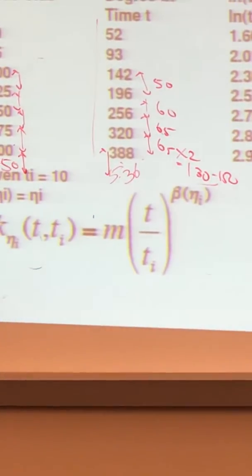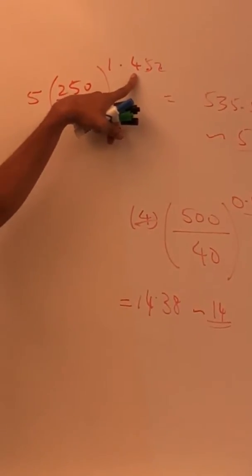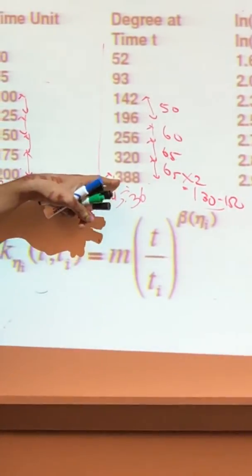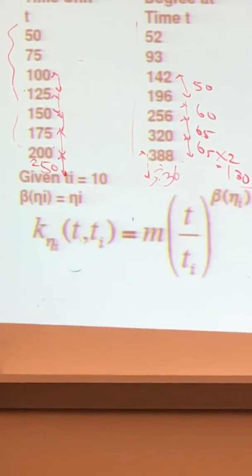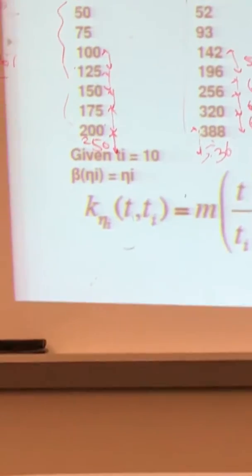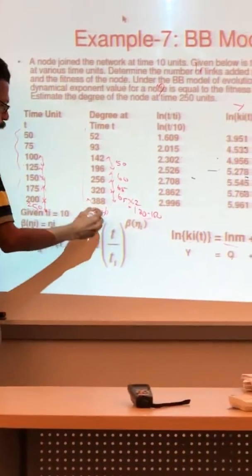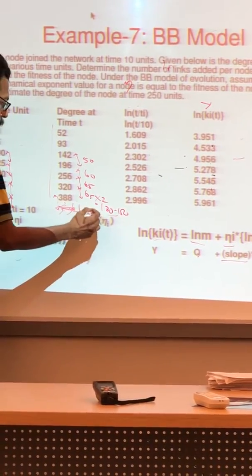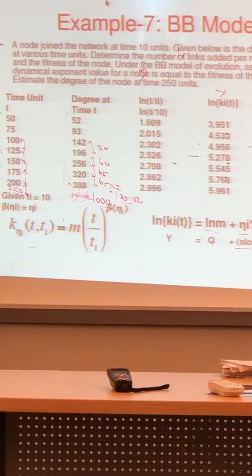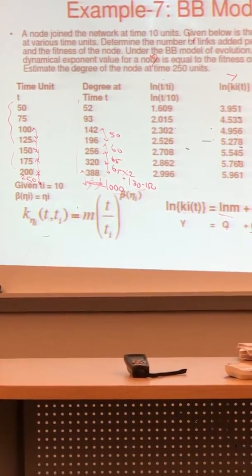Because again the exponent is greater than 1, so it's 1.452, so you expect the degree to increase faster with time. So this is around that, 388 and 536, so it's like a 150 difference. Why I said this is because if your number comes out to be 1000 or something much larger, again you have made some mistake in the calculation. So it cannot be too low or too high.